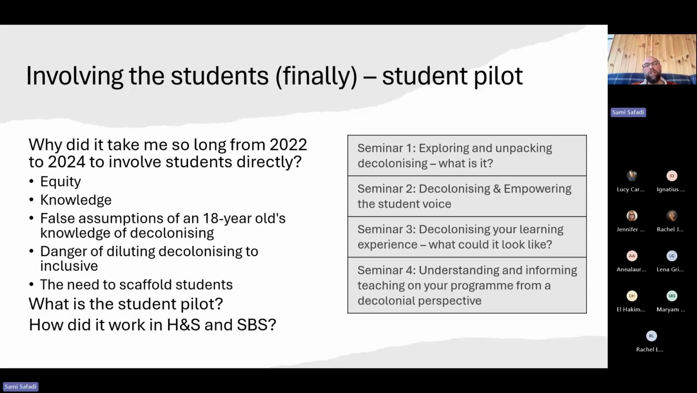Again, it was mixed, right? So this was a student pilot where we were asking students to contribute time additionally from their timetabled programs as part of this pilot. We did ring fence it, so it was only available to students on programs that we were doing the decolonizing work with the staff, so that we could do a bit of staff and student work on those areas. And we had quite good engagement.